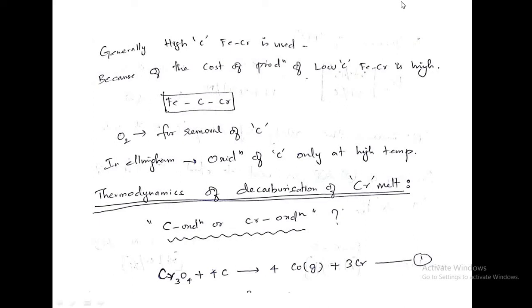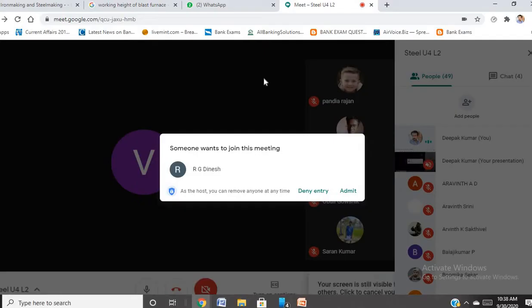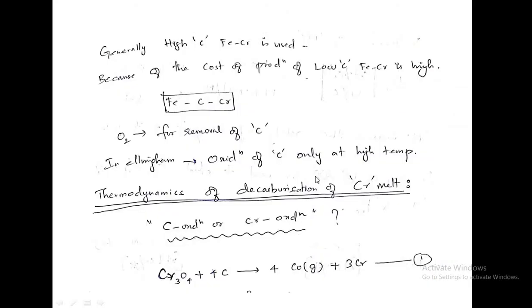So we have to see what the thermodynamics is for the stainless steel system containing iron, carbon and chromium. So we have to discuss the conditions for stainless steel making, right? We are going to look at the thermodynamics of decarbonization.